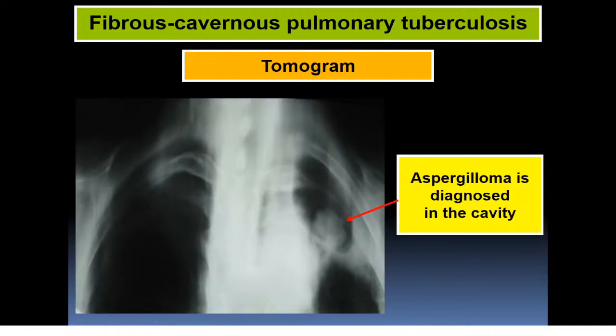Sometimes inside of cavina can grow aspergillomas. This is the result of long time treatment with antibiotics. Fungus can grow inside of fibrous cavinas. And we can see dense formation inside of fibrous cavina on the left side.